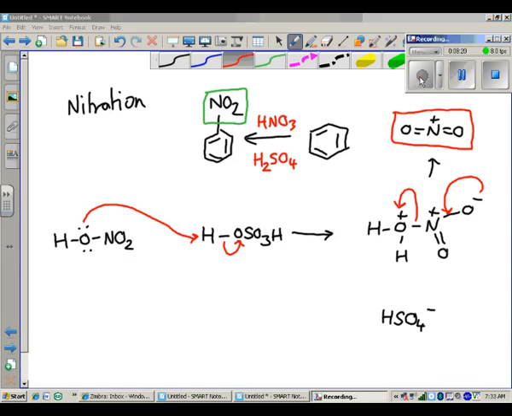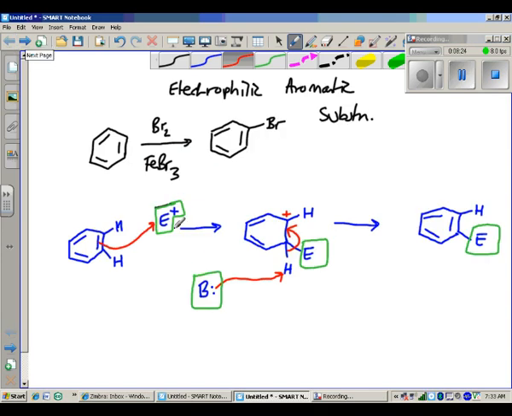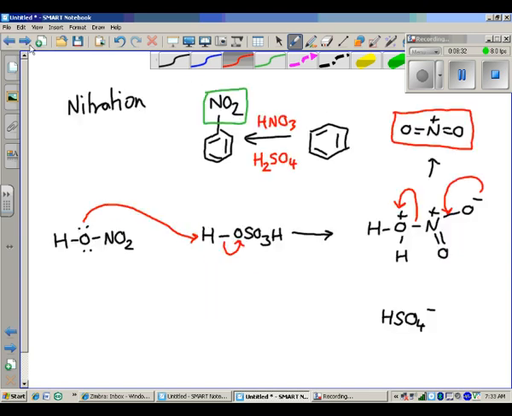Alright. So if we go back to our previous slide here, the electrophile in this case would be NO2 plus, and the species to remove the hydrogen would be the HSO4 minus, to regenerate the catalyst. So that is nitration.